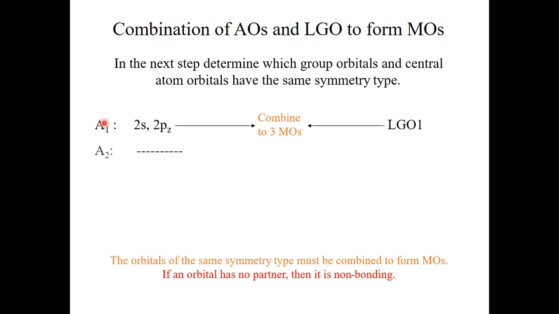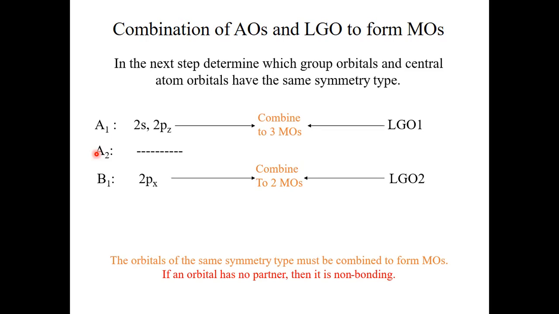So secondly, we look at the symmetry type A2. You notice we have no central atom orbital. We have also no ligand group orbital of the symmetry type A2. Therefore, naturally, we will also have no molecular orbital of the symmetry type A2. So next we go to symmetry type B1. We see that we have the 2px orbital having that symmetry type, but also the second ligand group orbital having the same symmetry type. Therefore, we can now combine two orbitals to form two molecular orbitals.